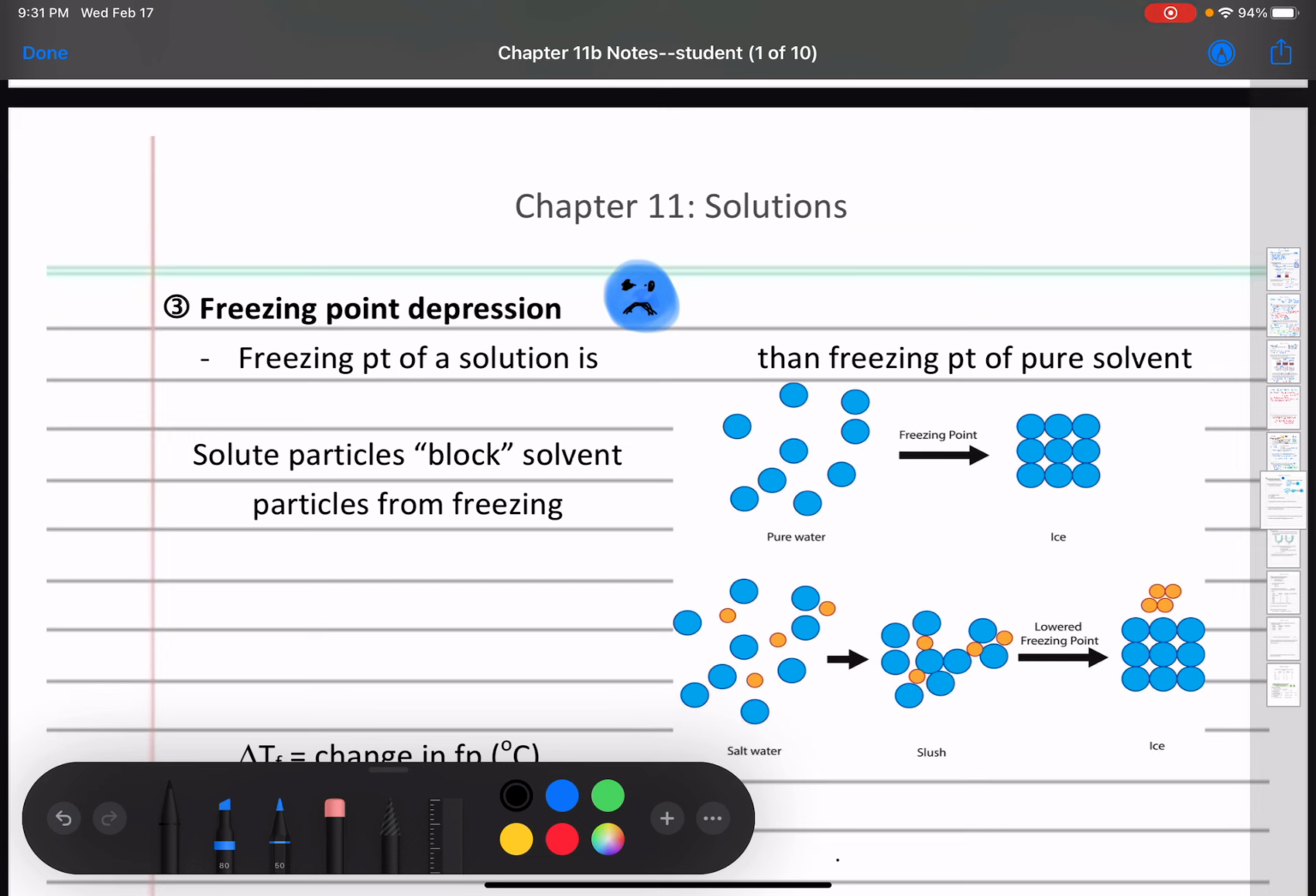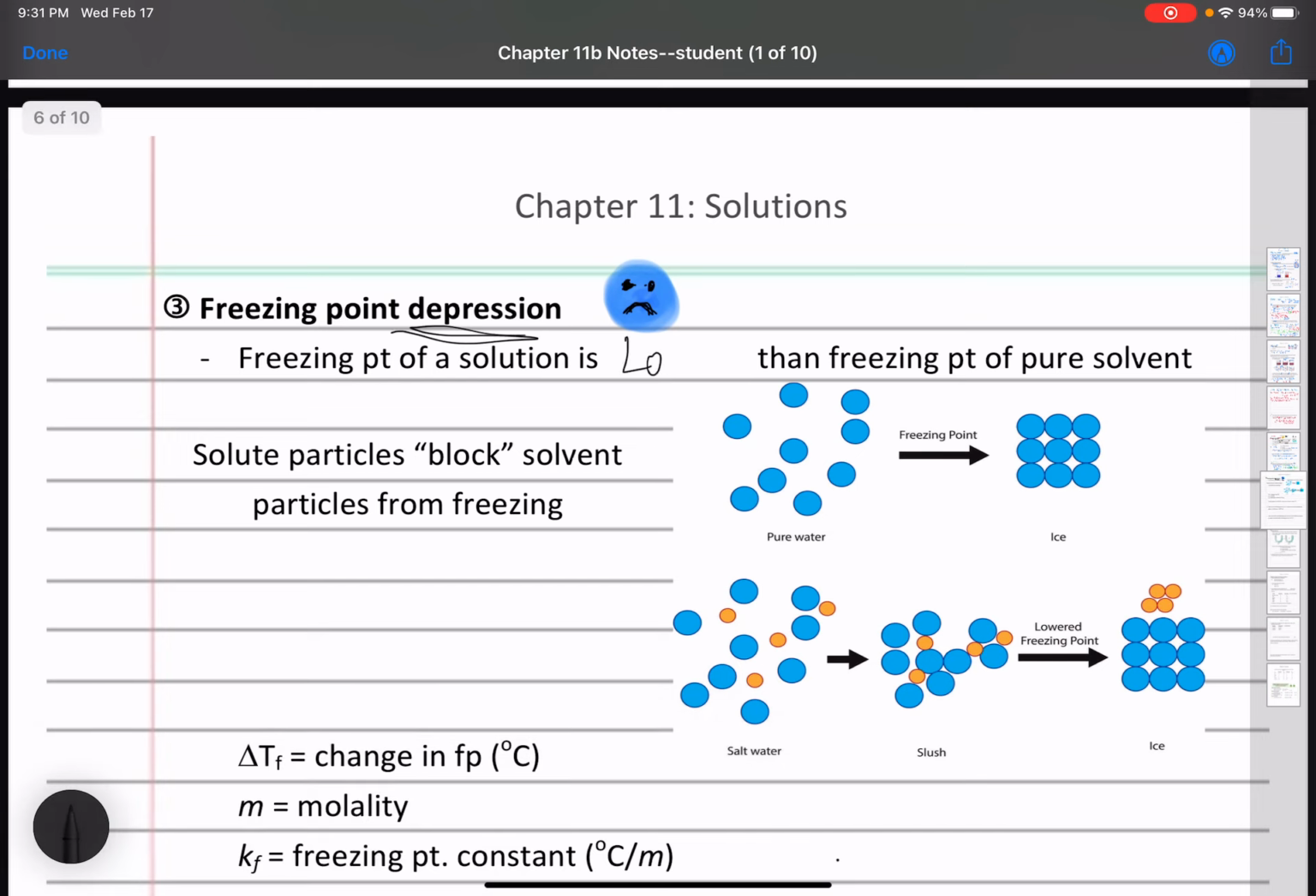All right, so the freezing point of a solution, depression means lower, so the freezing point of a solution is lower than the freezing point of a pure solvent. And again, this has to do with the solute particles blocking those solvent particles. So if you have pure water in a liquid form and then you cool it down, those water molecules are going to arrange themselves into a crystal structure that is the solid. Okay, they're all going to come together.